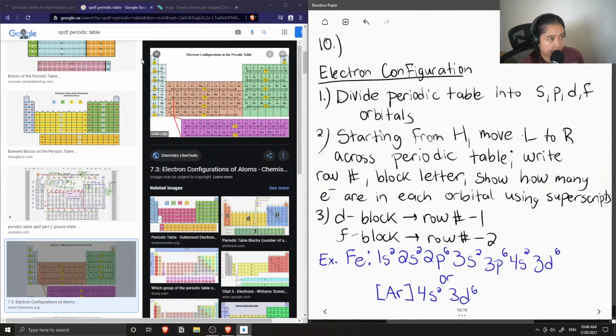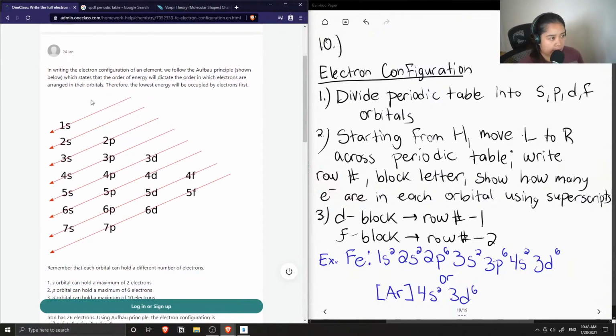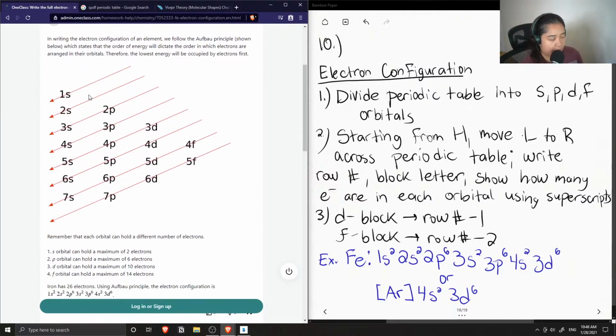Okay, so let's see what the junior tutor said. In writing the electron configuration of an element, we follow the Aufbau principle shown below, which states that the order of energy will dictate the order in which electrons are arranged in their orbitals. Therefore, the lowest energy will be occupied by electrons first. So this is a different method of writing electron configuration.